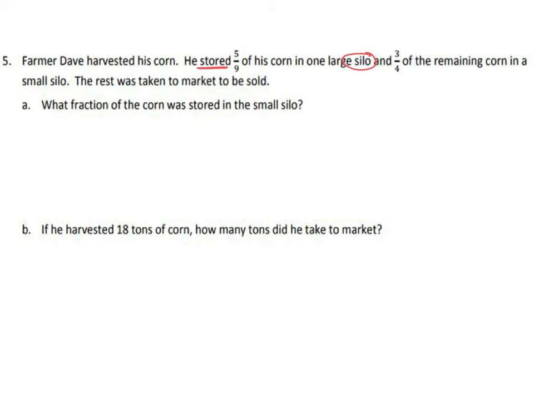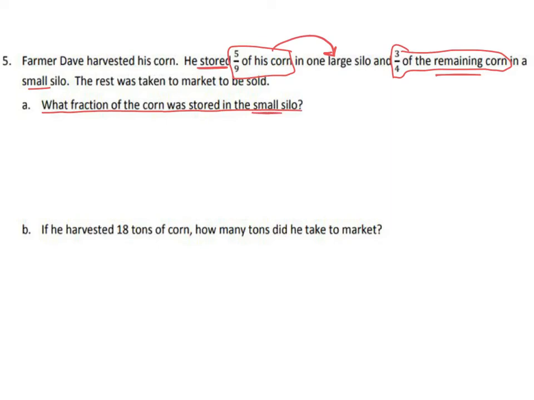So, let's circle the important information. He stored 5/9 of his corn in the large silo, and he stored 3/4 of the remaining corn. Remaining means leftover, in the small silo. The rest was taken to be sold at market, so we're not really doing anything with this part. Let's read the question. What fraction of the corn was stored in the small silo? Okay, let's make a tape diagram.